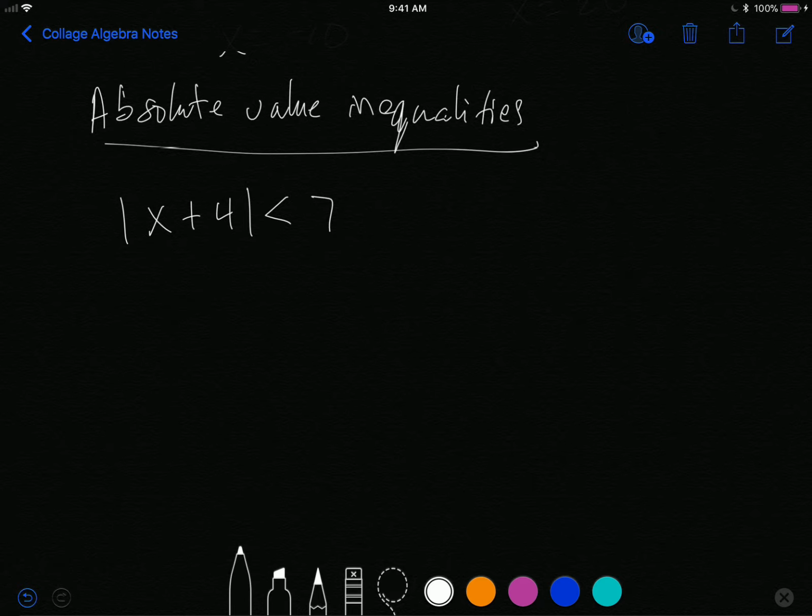But interestingly enough, the first step is to actually solve the equation that is associated with this inequality, and then use those solutions to help us solve the problem. So right here, I have the absolute value of x plus 4 is less than 7. I actually solve the absolute value of x plus 4 equals 7. This, as we've seen before, means simply drop the absolute value and create a plus or minus on the other side. So x plus 4 equals plus or minus 7. And then, of course, that's two equations.